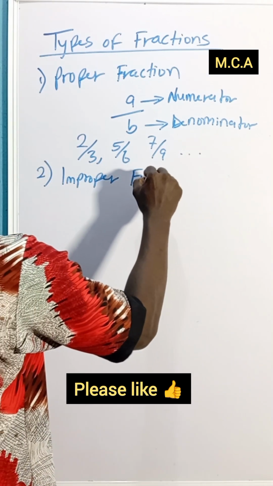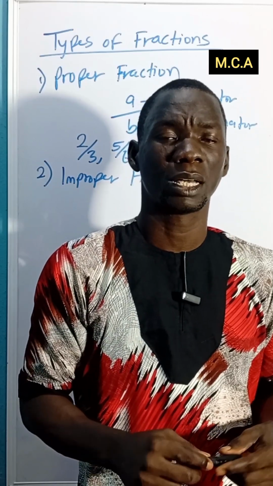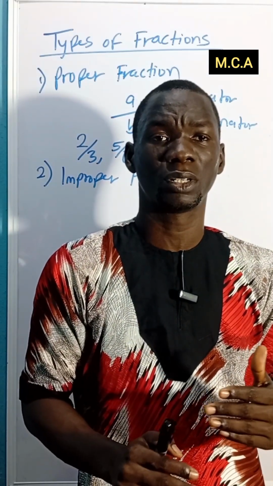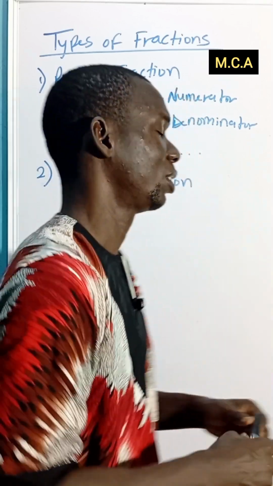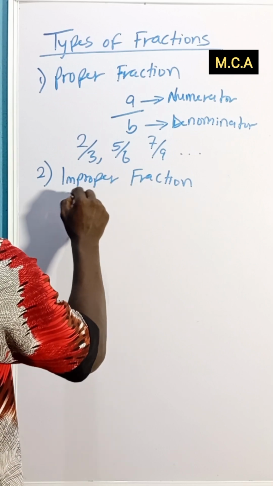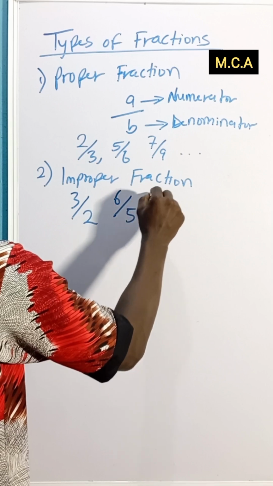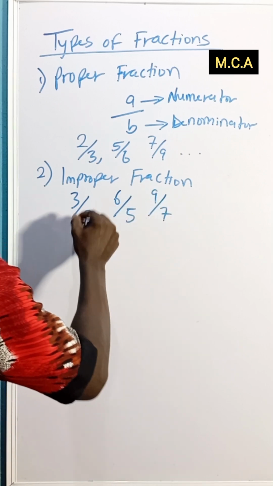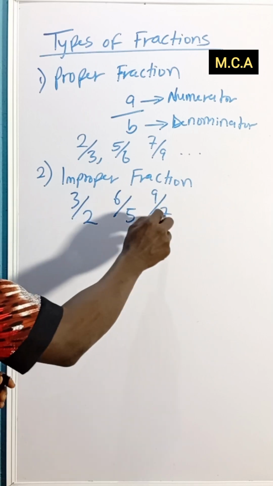Improper fraction. The improper fraction is just the direct opposite of the proper fraction, which means the denominator is bigger in size than the numerator. Now let's look at an example here. Like this one, we have 2 over 3. For improper fraction, it will be 3 over 2. This one will be 6 over 5. This one will be 9 over 7. So the numerators are what? Are larger in size than the denominator.